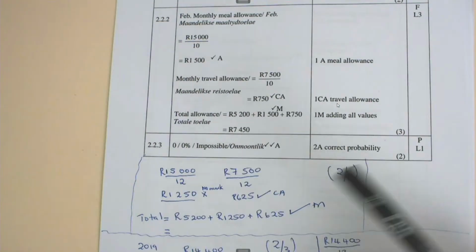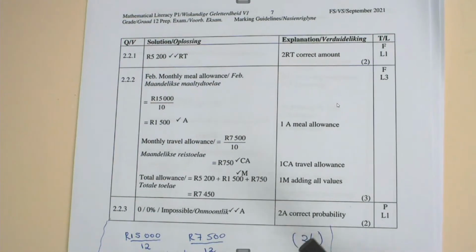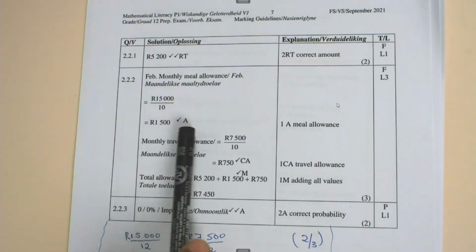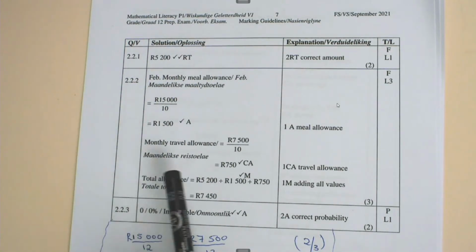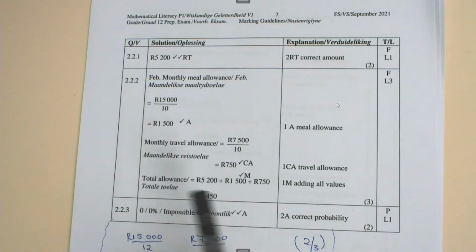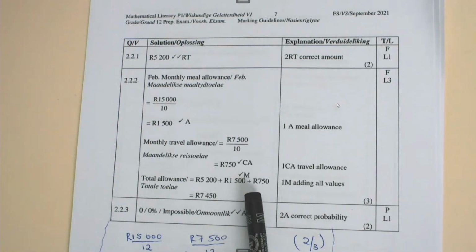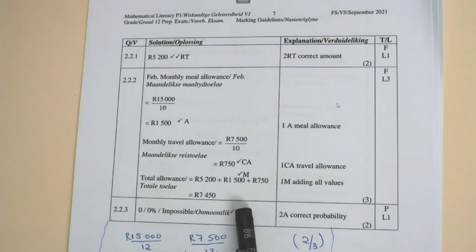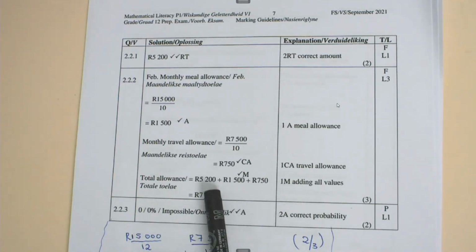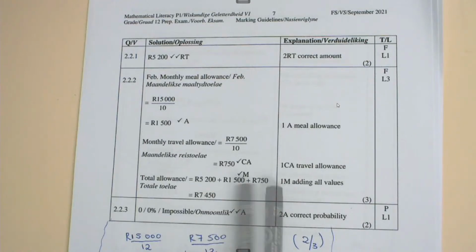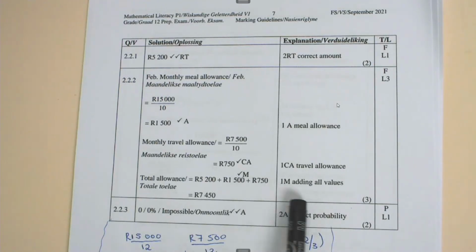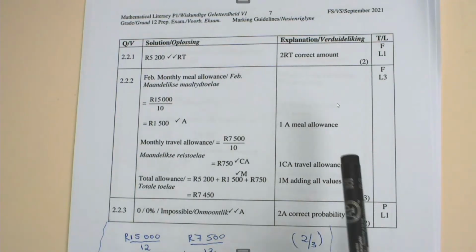Then you'll get 7,450. Now let's look at the allocation of marks. You give an accurate mark for dividing 15,000 by 10. And then for dividing 7,500, the monthly travel allowance, by 10, you get 750. It's a CA mark. And then for the total allowance, 5,200 plus that, when you add that, you get 1 mark for method, for adding all the values.